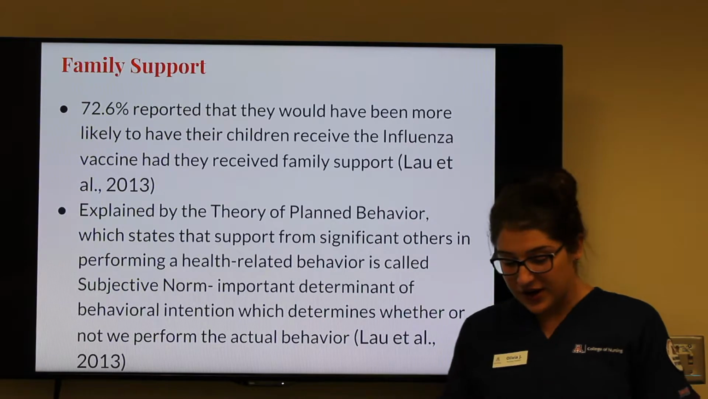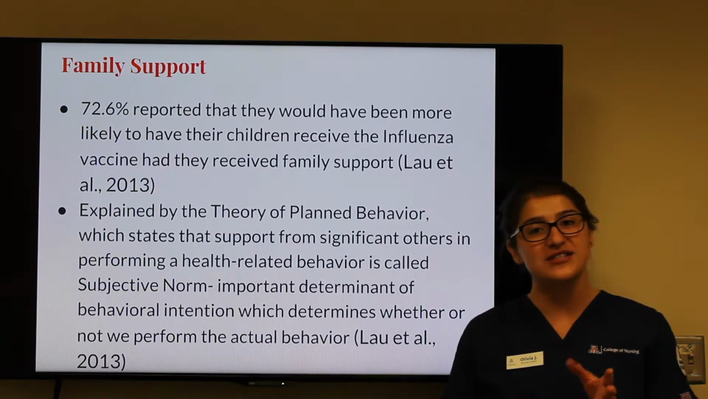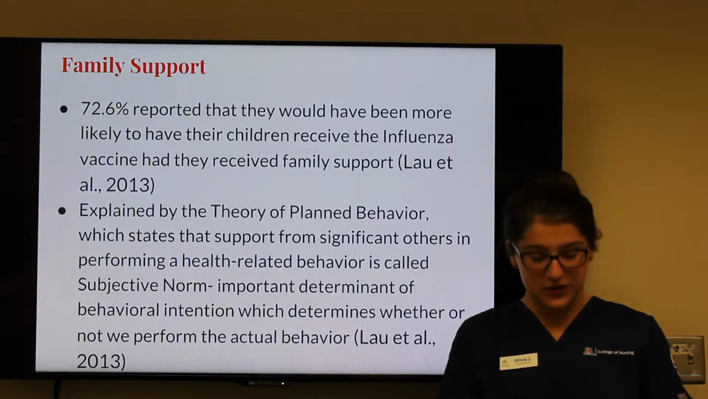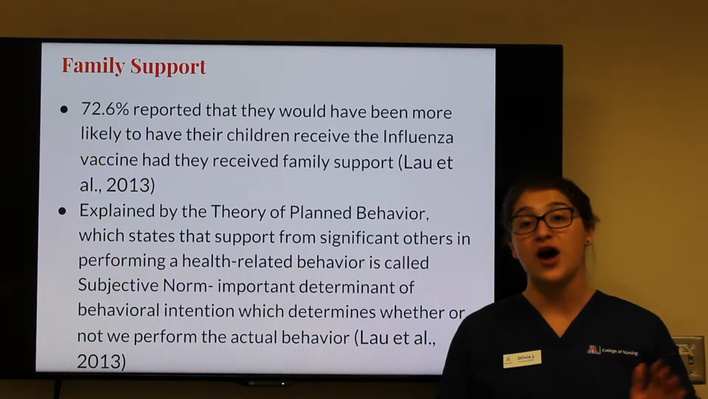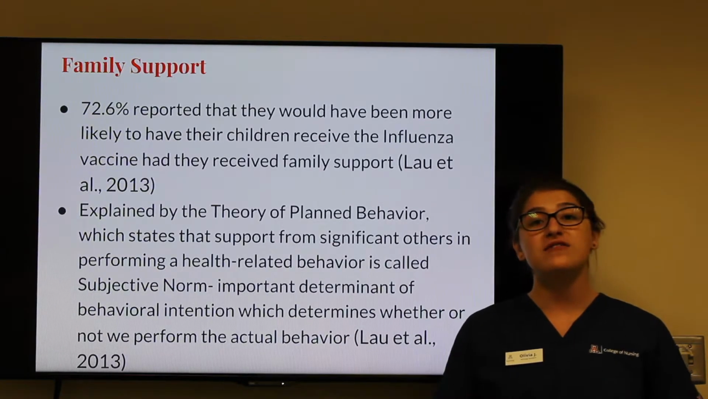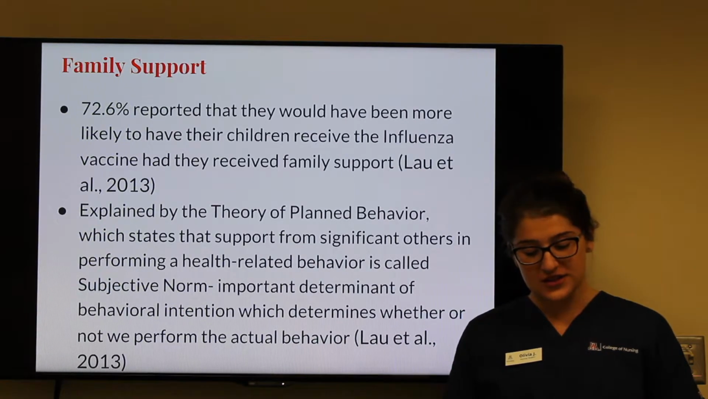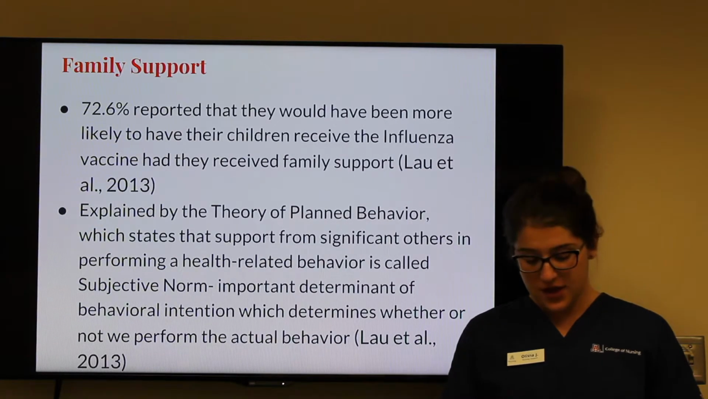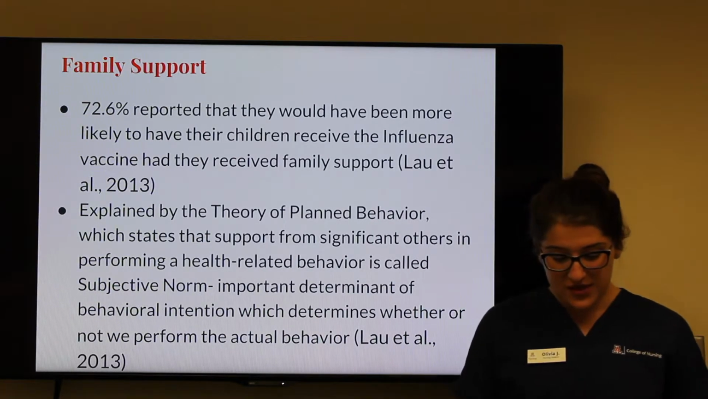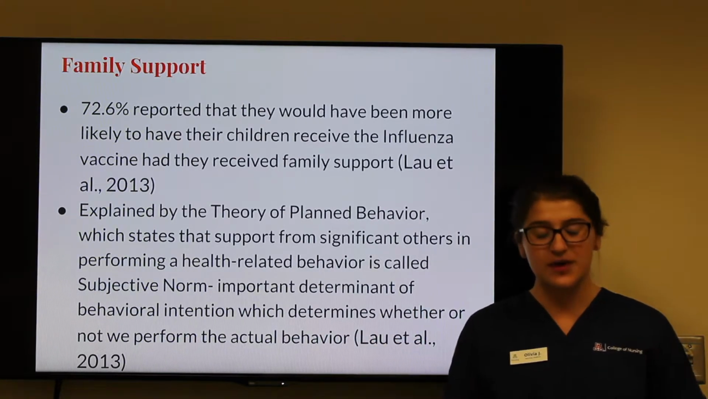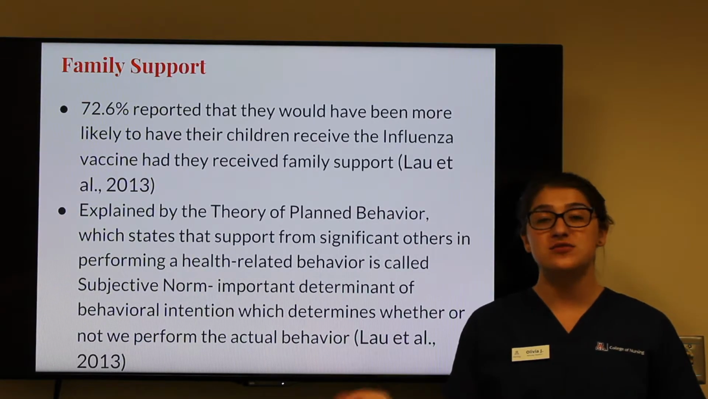And so moving on to the third, which is family support. In that same study that focused on the influenza vaccine in our 6 to 23-month-olds, they found that 72.6% of those parents who chose not to vaccinate their children would have done so if they had had family support. The researchers attributed this finding to a psychological theory called the theory of planned behavior. Under this theory, support obtained from significant others in performing a health-related behavior is called subjective norm.